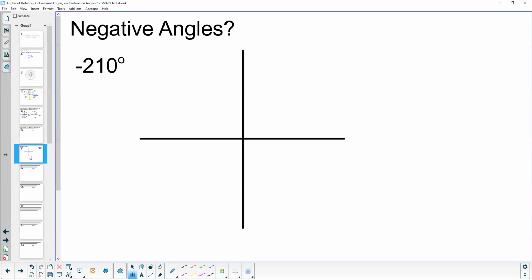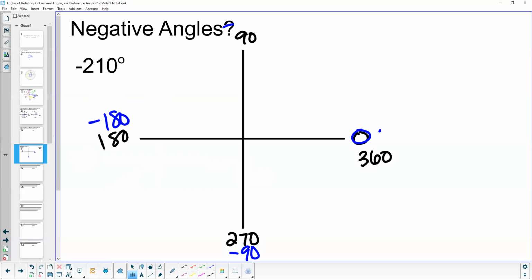Now, what happens if it's negative? Well, we talked about if we have a negative angle, instead of going counterclockwise, we're actually going to go clockwise that same amount. And so when it comes to a negative angle, we want to label our chart differently. Instead of labeling it counterclockwise, where we go 0, 90, 180, 270, 360, we want to go the other way. So this is still 0, but this is going to be negative 90, negative 180, negative 270, and then negative 360. And we want to go in that other way.